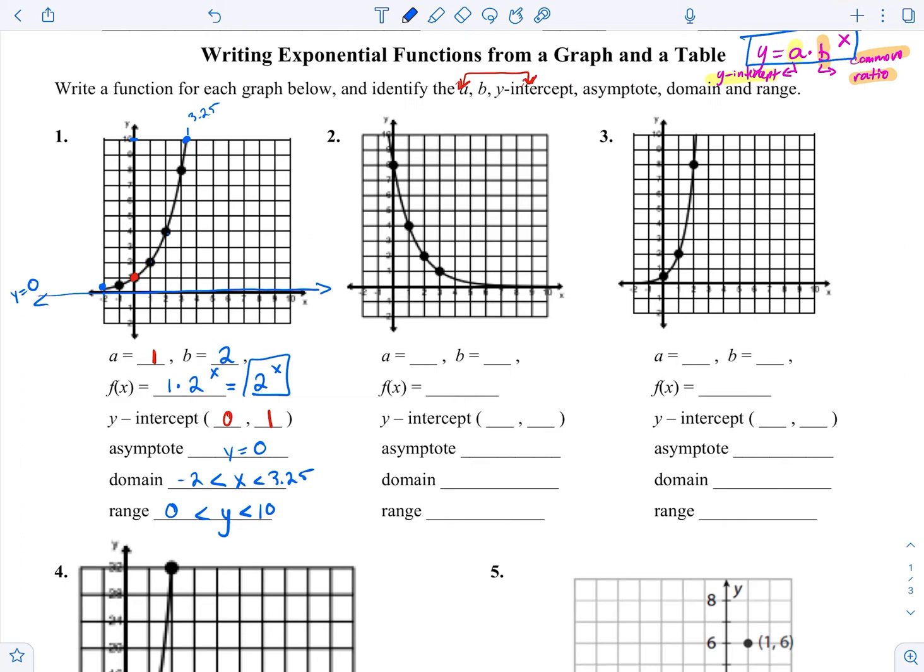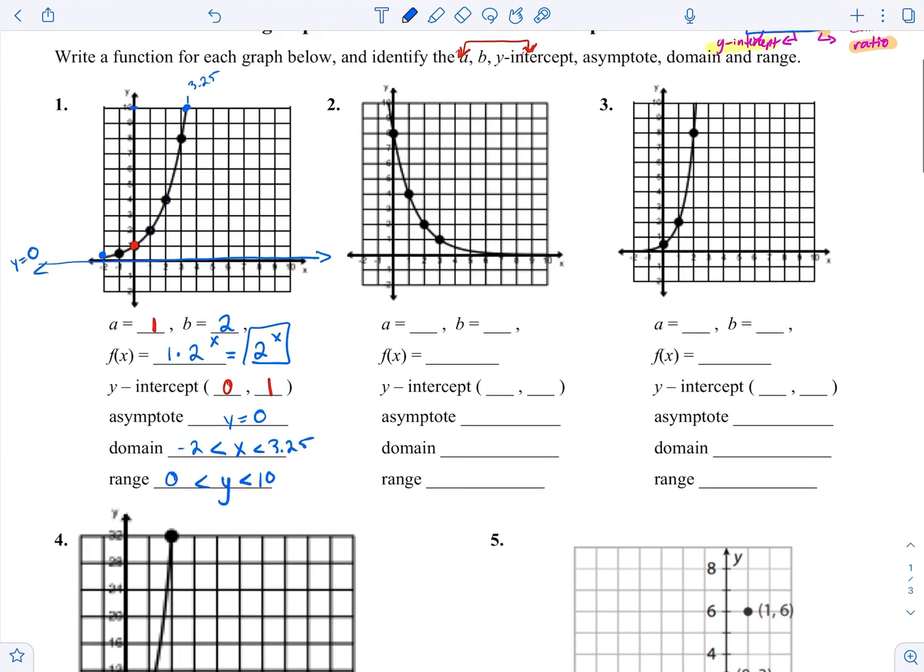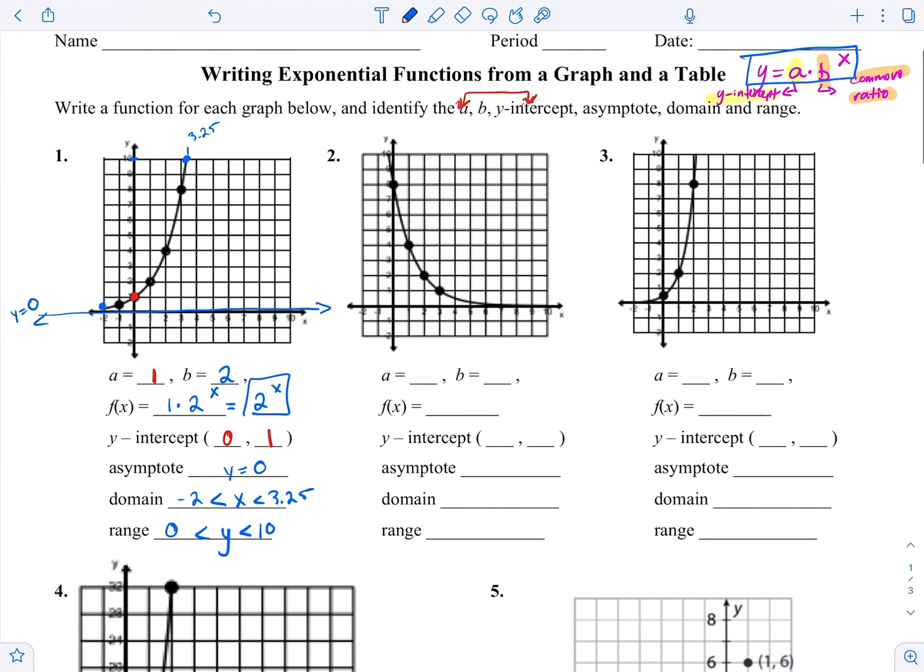So there we are. All right, let's do 2. All right, remember our a is the same as the y-intercept. So our a in this situation is, you got it, it's 8. But how do we write that as a y-intercept? (0, 8).